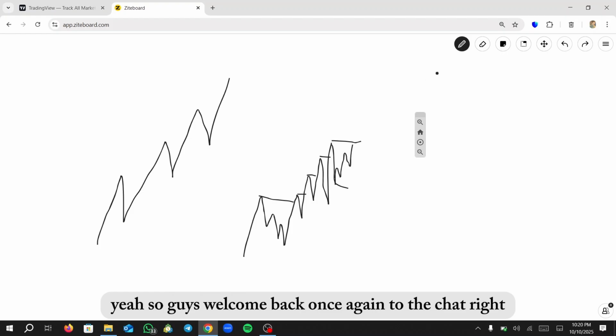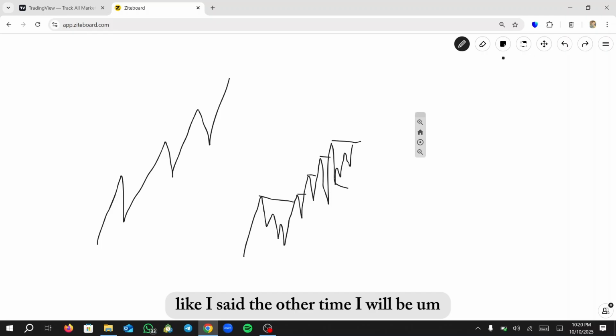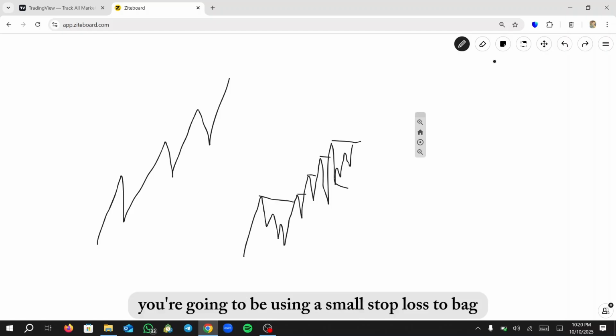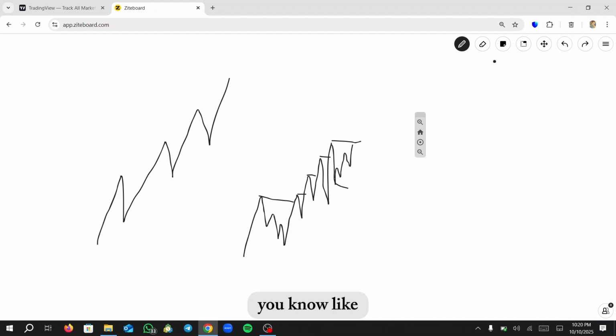Welcome back once again to the chart. Like I said the other time, I will be teaching you how to identify your change of character much better on the 1 minute time frame up to the 5 minute time frame. Identifying a change of character on a smaller time frame helps you find a very good stop loss, meaning you use a small stop loss to bag a very big take profit.